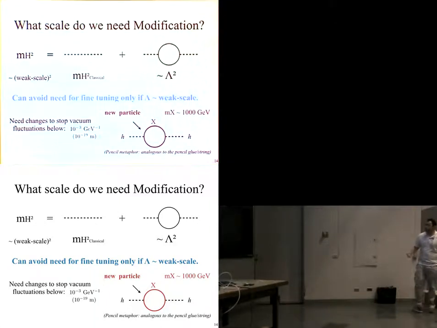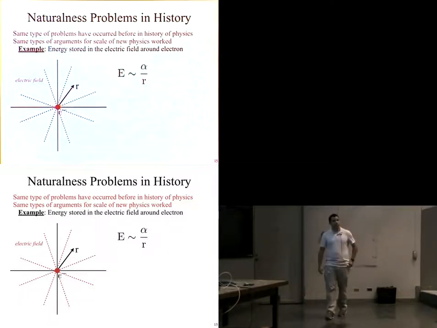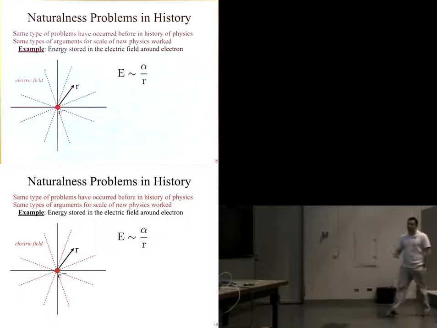Okay, and that's what we said last week. So in order for this cutoff to be at the weak scale, we would expect something that looks like this: another diagram that contributes to this Higgs boson mass, where this new particle has a mass that's roughly the weak scale, so roughly about a TeV. In this pencil metaphor, where the pencil is standing on its tip on the table, this is analogous to the string that's keeping the pencil in a stable state. So this is what we expect, and it's roughly at this scale that we expect corrections.